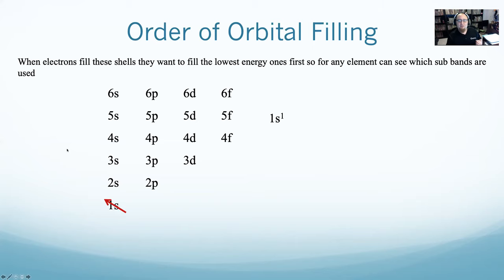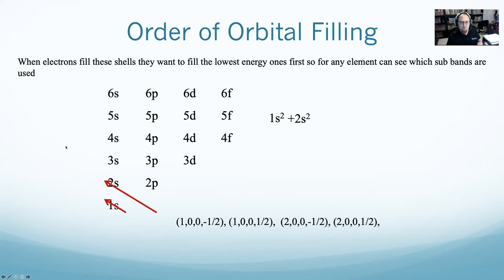The order electrons fill shells will be: start with 1s. The first electron will be 1s1, the second electron will be 1s2. Those are the electrons in 1s. Then it will go to 2s. The first one will be 2s1, the second one will be 2s2. Those are the possibilities.